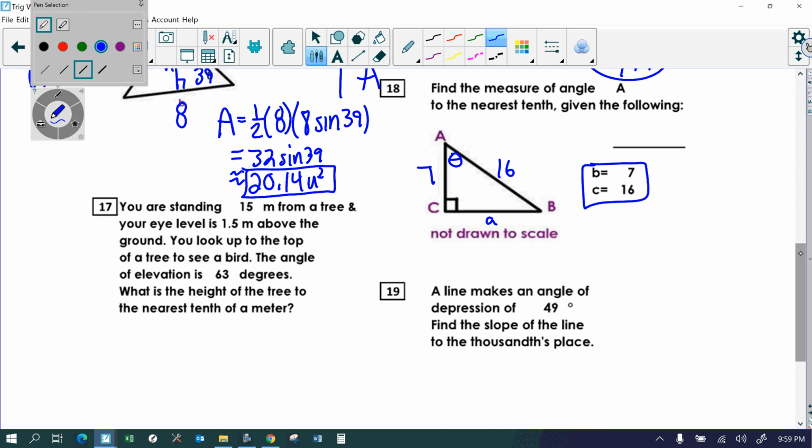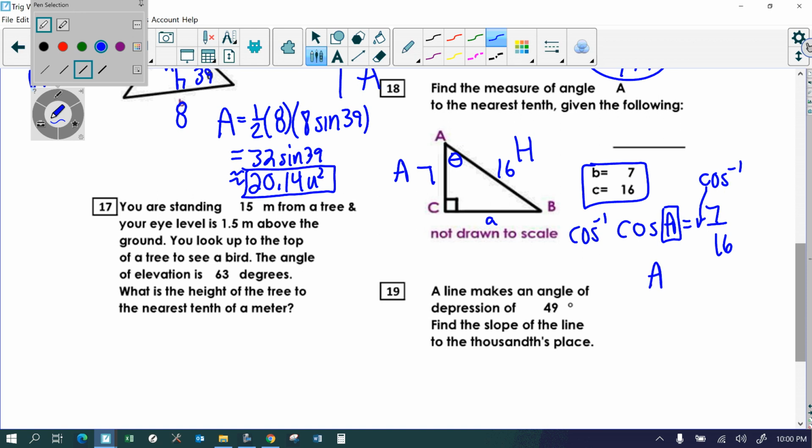So the two sides given to us in regards to that theta are the adjacent side and the hypotenuse. So what is A and H? That's cosine. So I have the cosine of theta, or I can just say angle A, same thing, equals adjacent 7 over the hypotenuse 16. Remember, we're solving for angle A, so I have to get rid of cosine, and that's by inverse cosine. We've already done this in class.